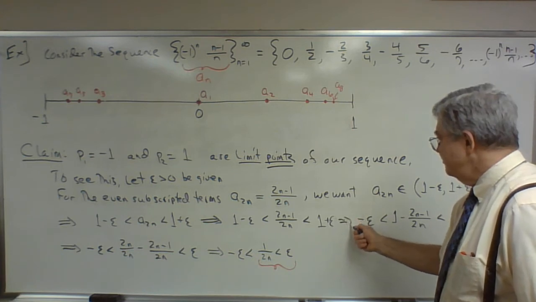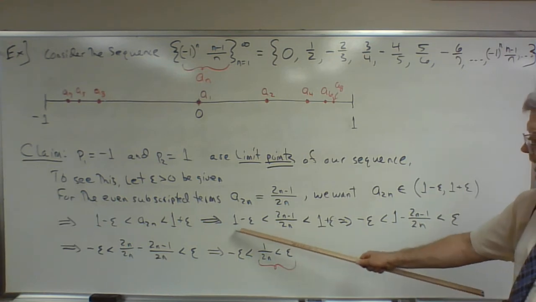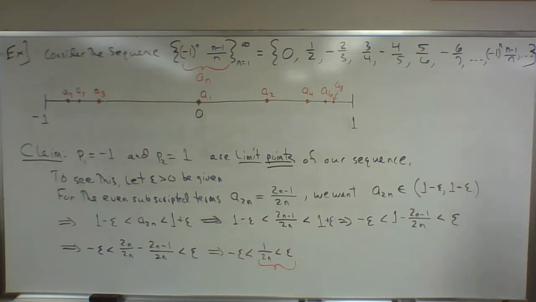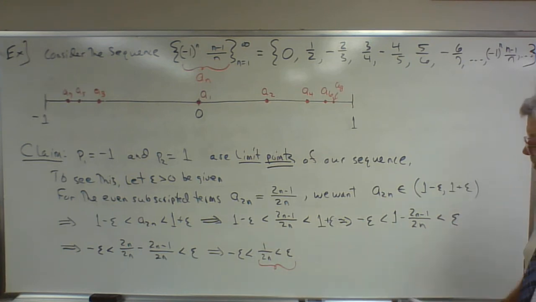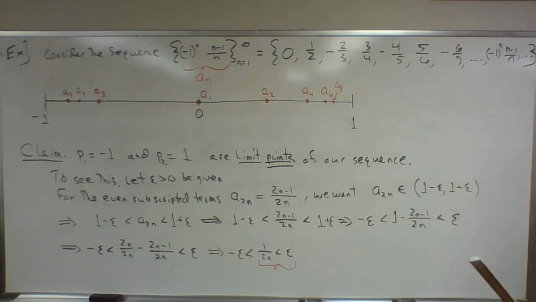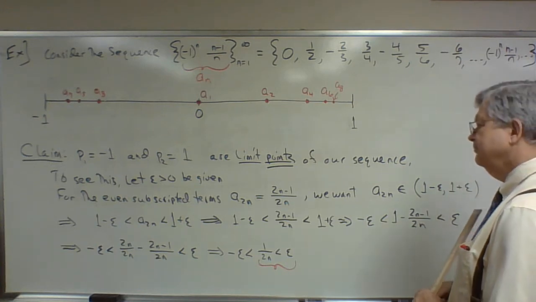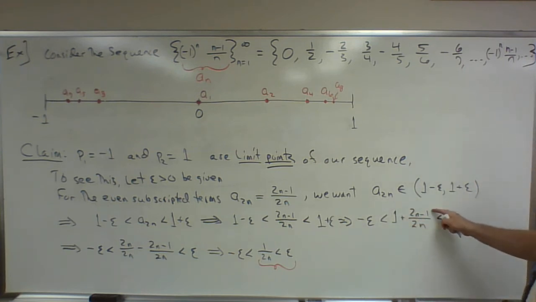And that's the same thing as saying, let's see, what did I do here? What incredibly brilliant step did I take here? I know, I subtracted 1 from all 3 sides. So if I subtract 1, this becomes negative epsilon. This becomes positive epsilon. And this becomes 1 plus 2n minus 1 over 2n, which is less than epsilon.